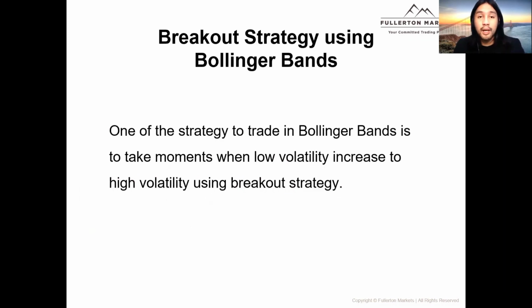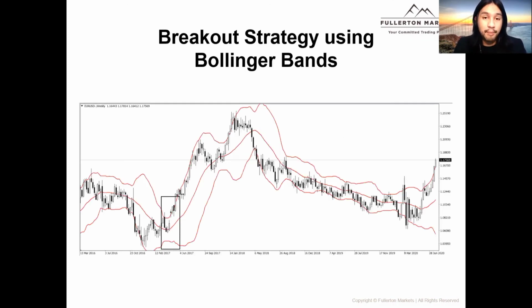This is the third way, as a breakout strategy. One of the strategies to trade with Bollinger Bands is to take moments when low volatility increases to high volatility with a breakout strategy. Whatever breakout strategy you have, support and resistance, MAs, you can couple them with the Bollinger Bands. So this is an example. From this period, as you can see here, this was a very short squeeze and another expansion, followed by a squeeze, another expansion, squeeze, and another expansion.